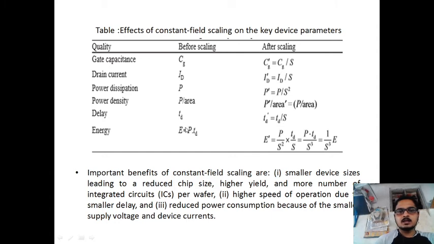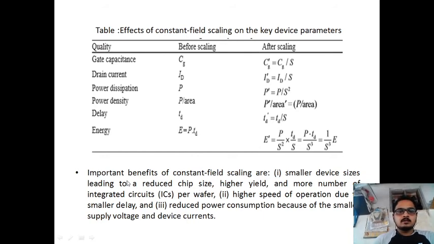Then energy equal to P into TD, power into delay. When you scale the power, P becomes P by S square. Then substitute P by S square and TD by S, so S square into S gives S cube in the denominator. The numerator P into TD is nothing but the energy E. Then we will get 1 by S cube into energy. This is how the parameters change when you apply constant field scaling.